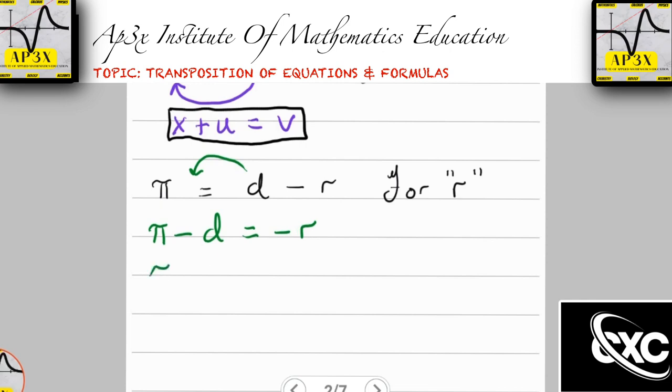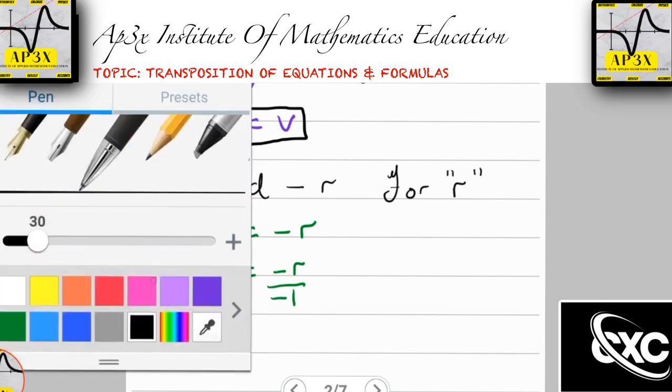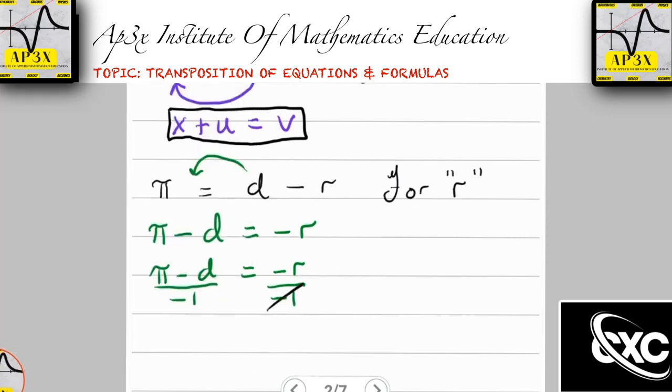So we go ahead and say pi take away D divided by -1, and we have to balance the other side of the equation by dividing also by -1. So by dividing both sides by -1, we end up with -1 cancelling the -1 here. Remember that the coefficient of a variable without an indicated number is in fact 1. So the negative will cancel the negative. Therefore, we end up with R being equal to. Now, let's pause here for a moment.